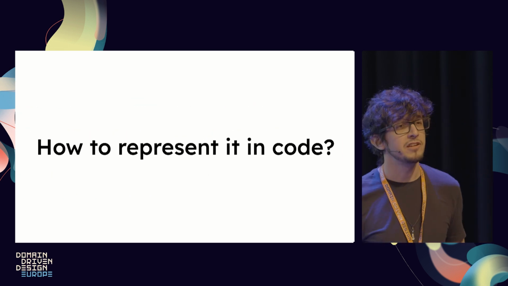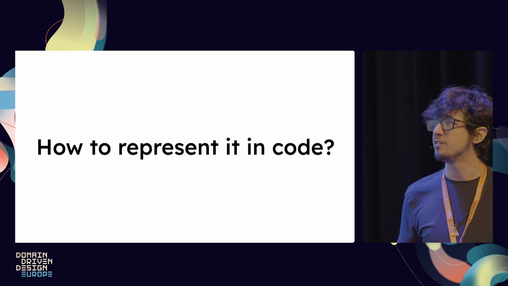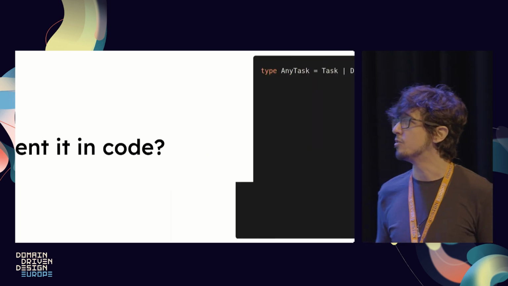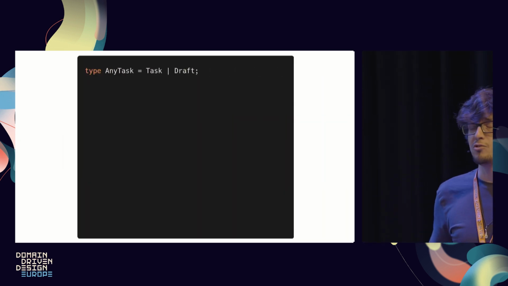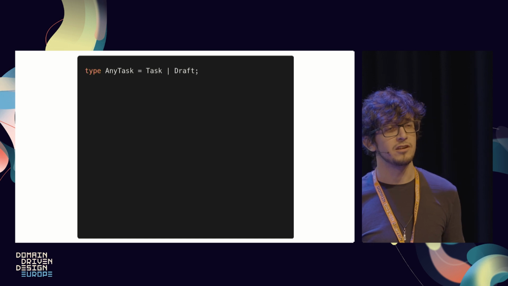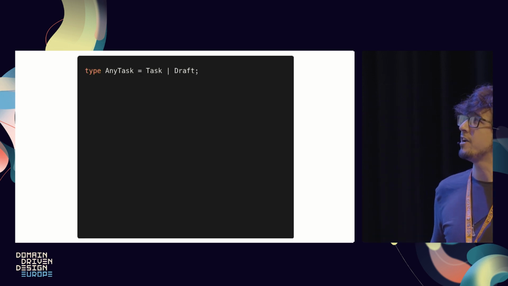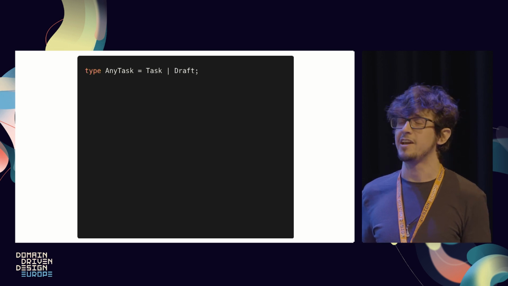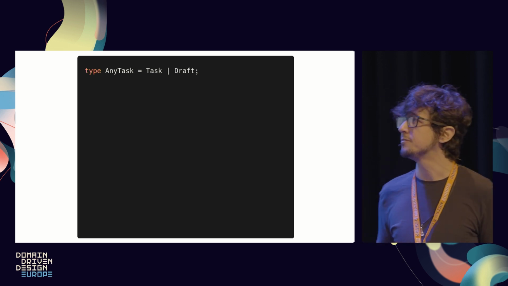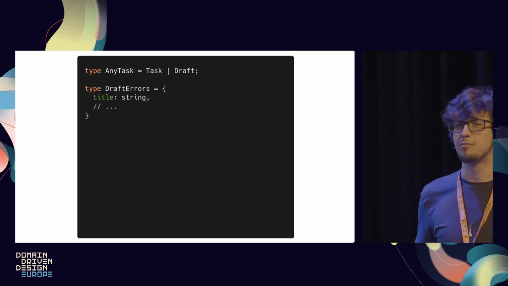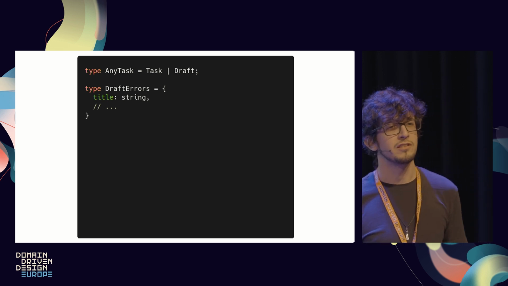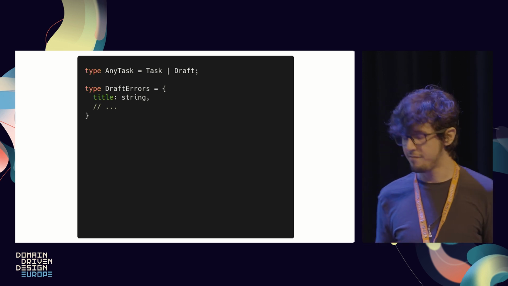But how do we represent it in code? How do we actually represent that flow in the code? What I usually do is create a type that is a union between my validated and the permissive aggregate. I usually use the prefix "any," but you can use whatever your team prefers. And then you have a type that represents all the possible errors that the permissive aggregate might have.